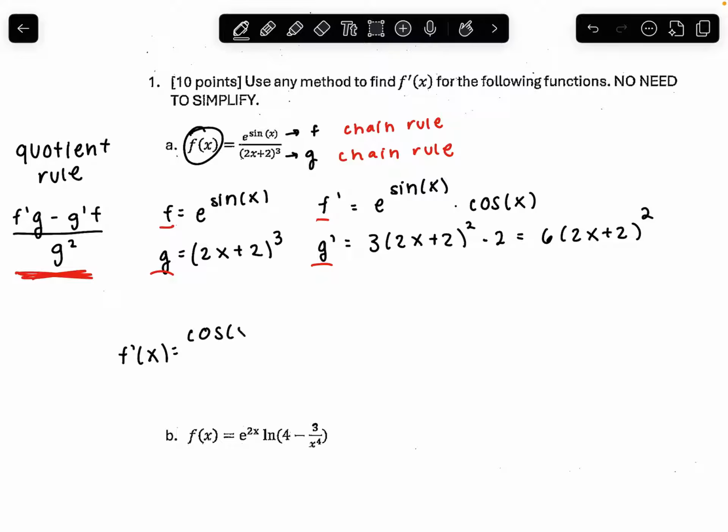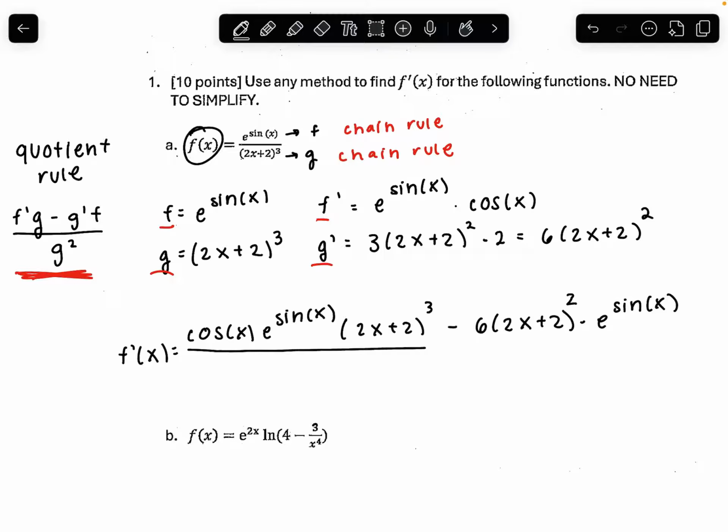So this derivative, f prime of x, is going to be cosine x times e to the sine x times G, which was (2x plus 2) cubed, minus G prime, which is (2x plus 2) squared, times F, which was e to the sine of x, all divided by the original denominator squared, so we'll have ((2x plus 2) cubed) squared, because G was cubed.